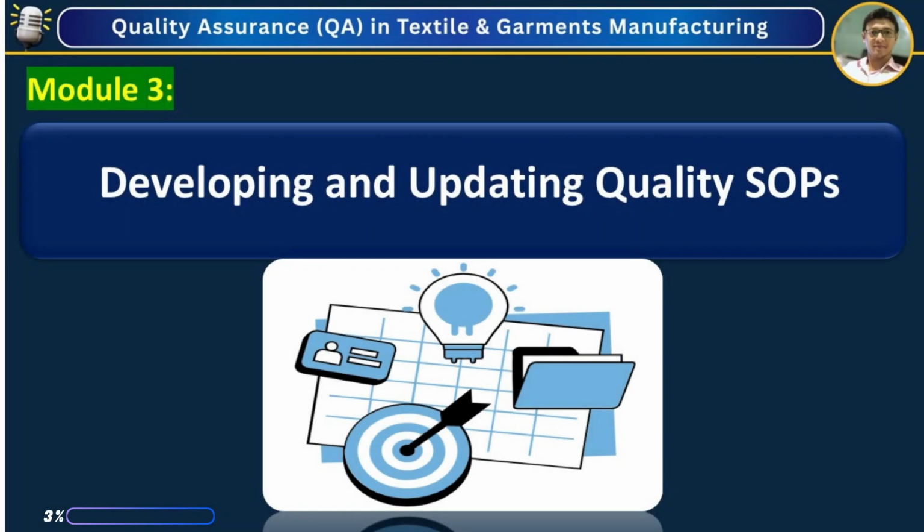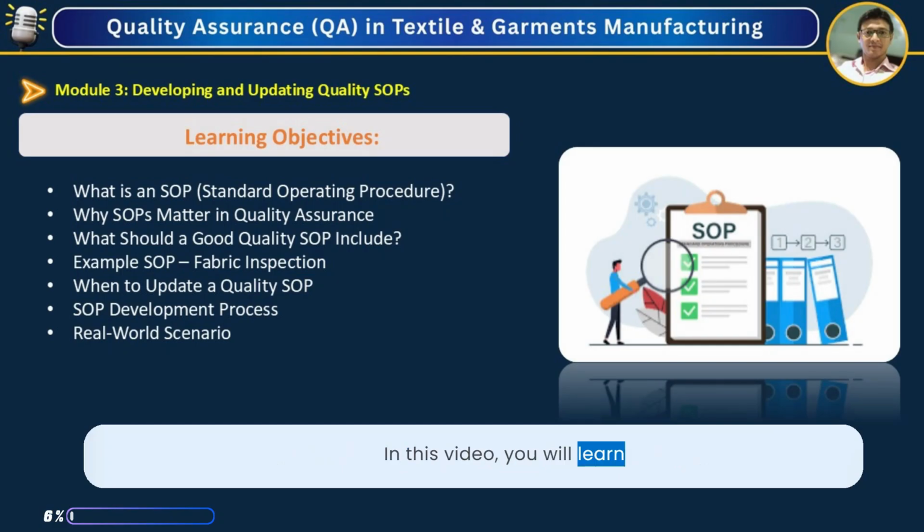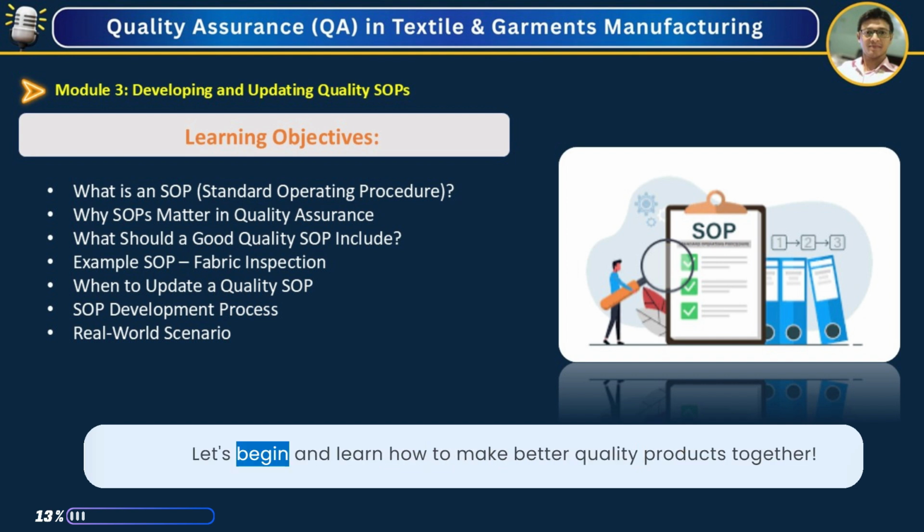In today's video, we will talk about Module 3, Developing and Updating Quality SOPs. In this video, you will learn what is an SOP, why SOPs matter in quality assurance, what should a good quality SOP include, example SOP, when to update a quality SOP, SOP development process, and real-world scenario.